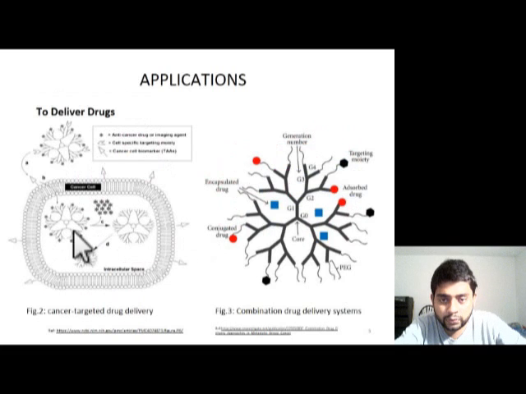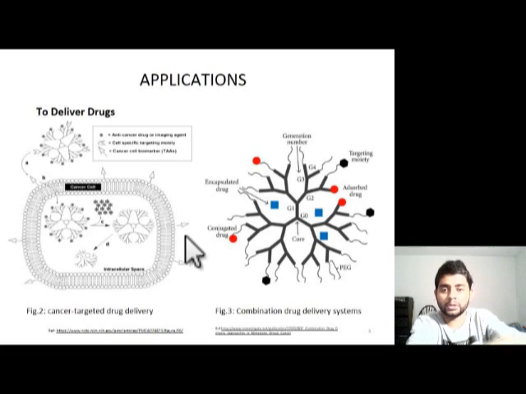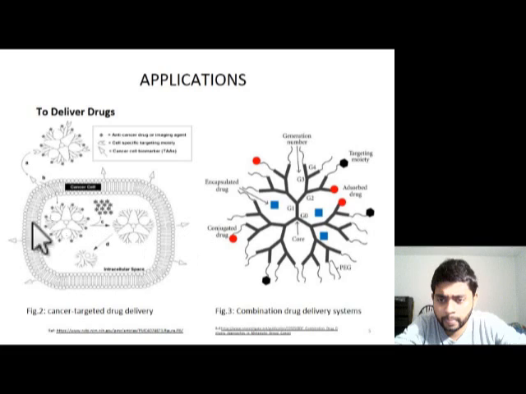As an application of dendrimers, I can say dendrimers can be used to deliver drug molecules to a specific location using a targeted moiety. For example, we can deliver drugs to a cancer cell. Drug can be attached to a dendrimer as conjugated drug, encapsulated drug, and absorbed drug.